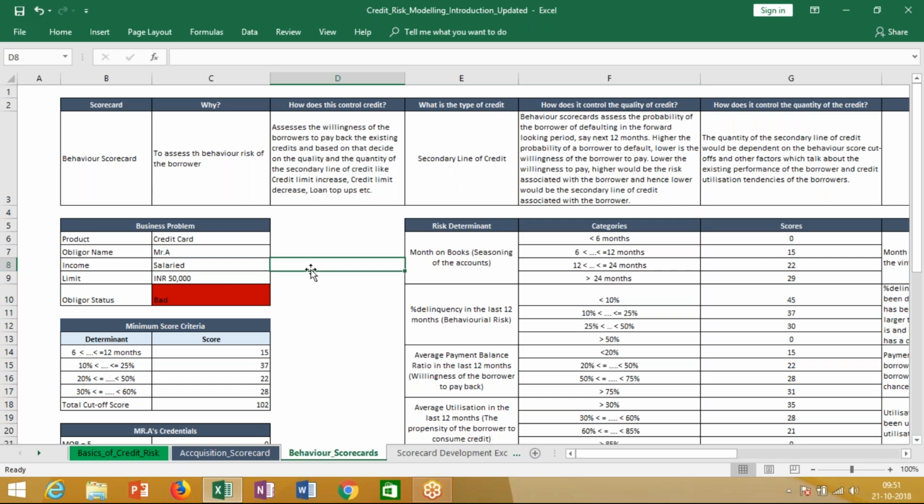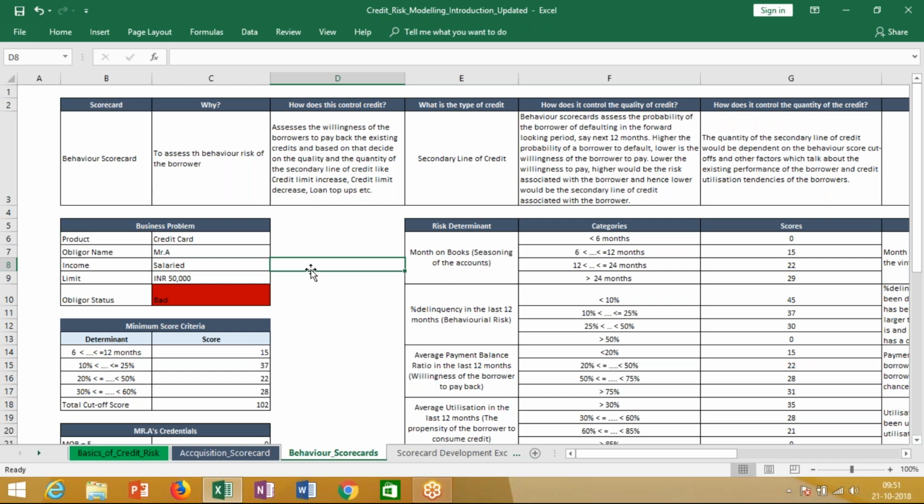So it may be that he takes the loan and he runs off. He may be a Mr. Mallya. He may be a Mr. Nirav Modi. So we need to constantly keep monitoring the repayment behavior, the way he is actually repaying the loan. Is he undergoing a deterioration in his repayment capability? This is where this assessment comes in. So all we need to do is assess the willingness of the borrowers to pay back the existing credits, and based on that, decide on the quality and the quantity of the secondary line of credit.